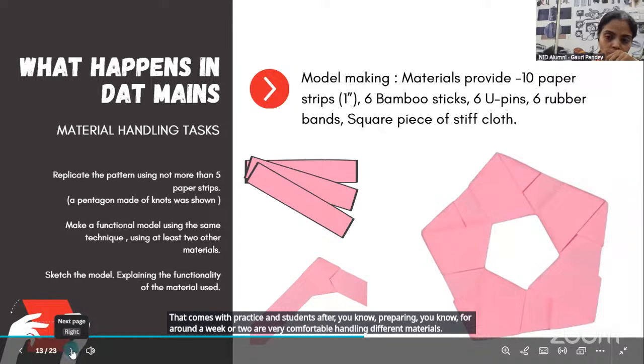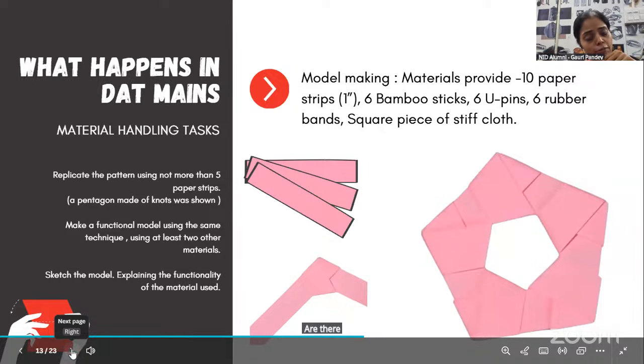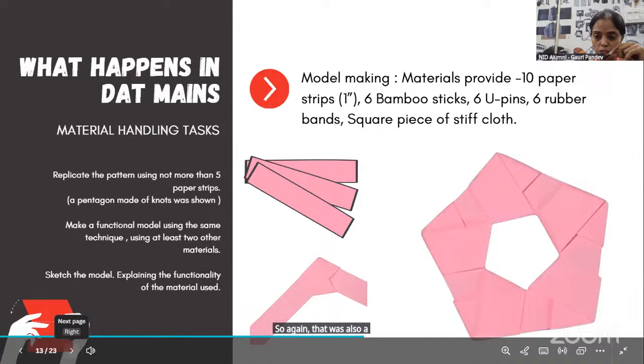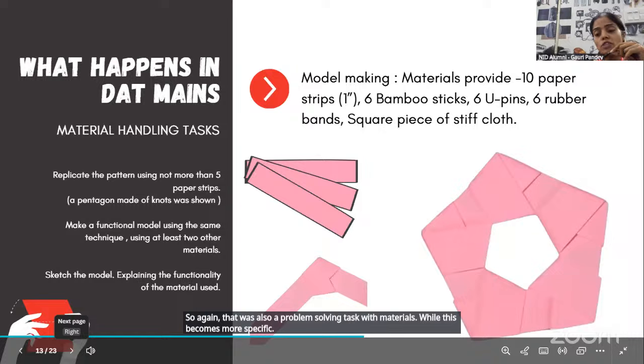Other different kinds of questions that they've asked in the past also gave a variety of materials. They gave a question earlier that you're supposed to create a stand for coolers, 3 to 5 coolers. You have to create a stand such that if there is tea inside them, it does not spill. So again, that was also a problem solving task with materials. While this becomes more specific, they gave a reference where you're supposed to replicate that. In 2023 also, they've done something like this.